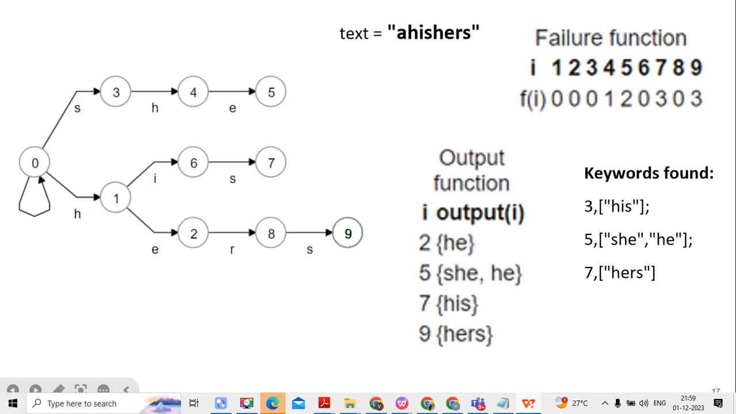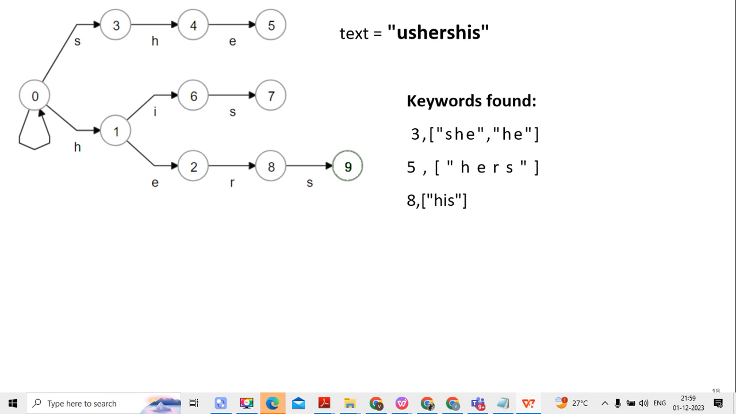After that, it will match SHE, and in the SHE, the HE gets matched. So E is there. After E, it is not going to the null transition, but it is going to the RS. So it will match HERS. So at the same time, that is in a single pass, we are finding HIS, SHE, HE and HERS. So this is nothing but our Aho-Corasick algorithm.